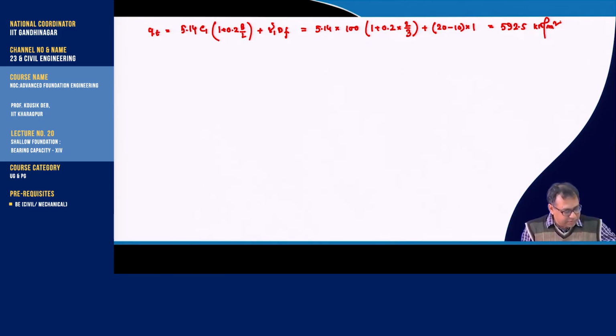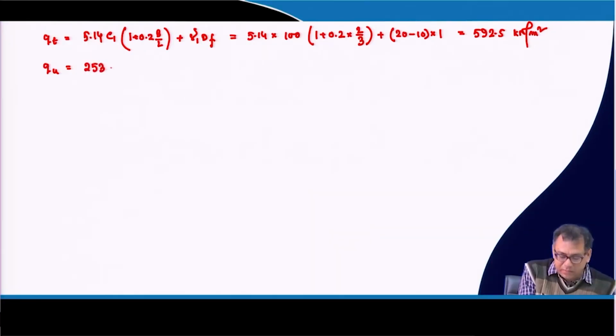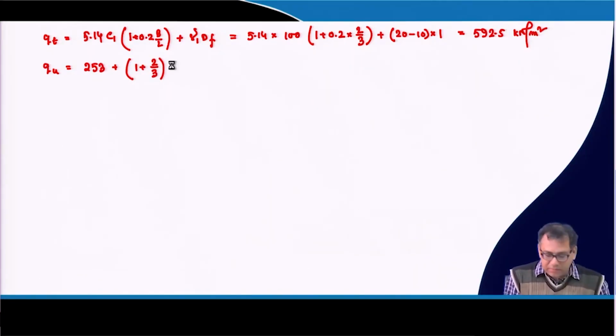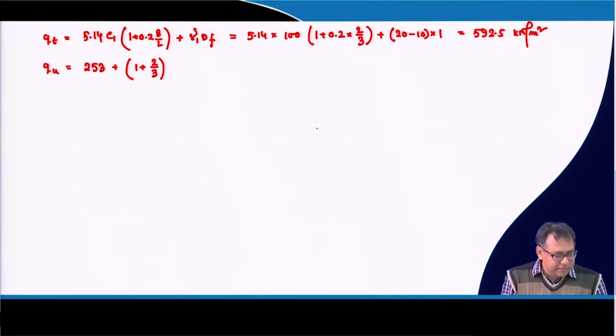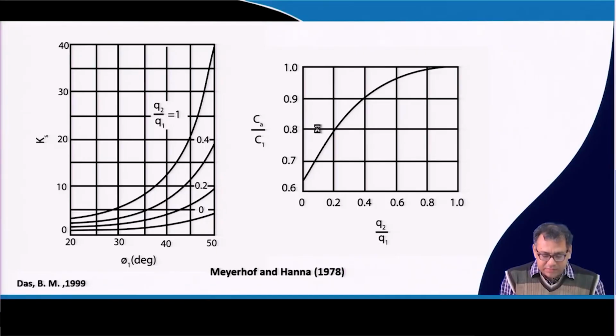Now I can put this value in my original equation for QB. So, QB is 253. Now, this is 1 plus 2 by 3. Now, we have to calculate CA and Ks, otherwise we cannot calculate the value. Let us calculate CA first, and Ks, because here Ks will not be required.